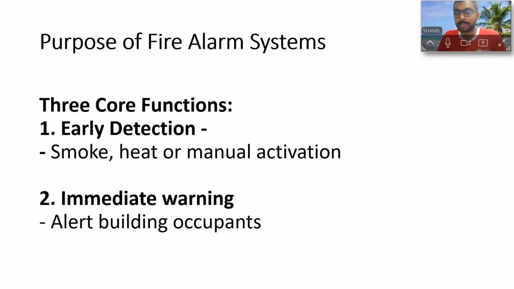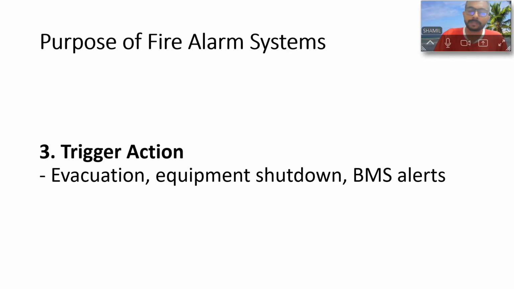The second one is immediate warning. It alerts the building occupants that there is a fire in their vicinity. And the last one is that it triggers action. Whenever there is an alarm, the evacuation system, the shutdown of equipment, the BMS alerts, and many more coordinated actions will take place. What I'm trying to say is that the fire alarm system is integrated with the other systems installed in the building, so there is a coordinated action that gets triggered upon alarm.